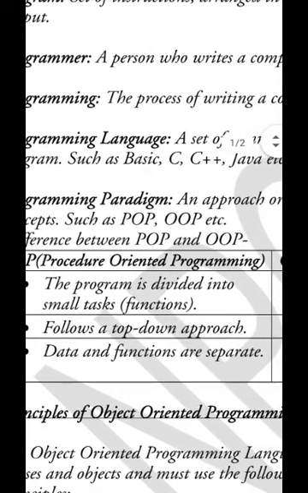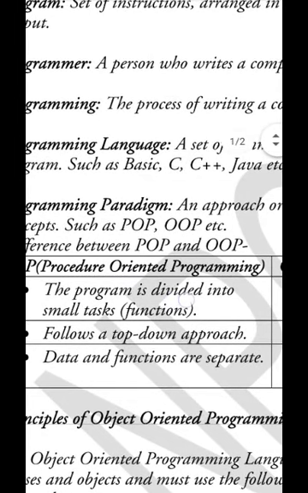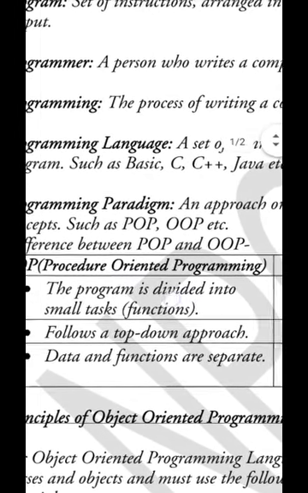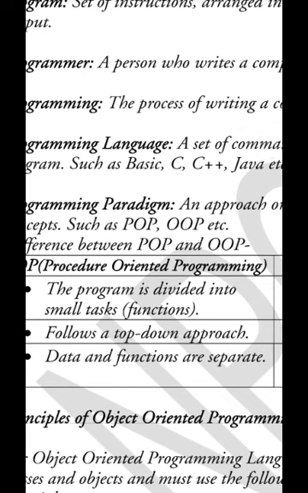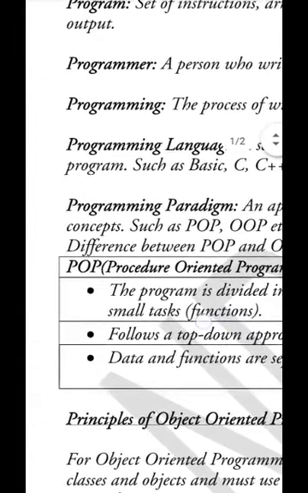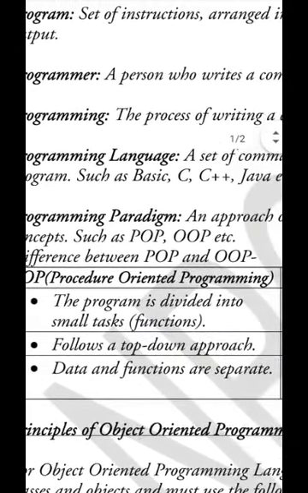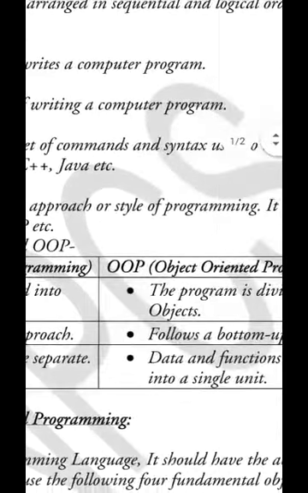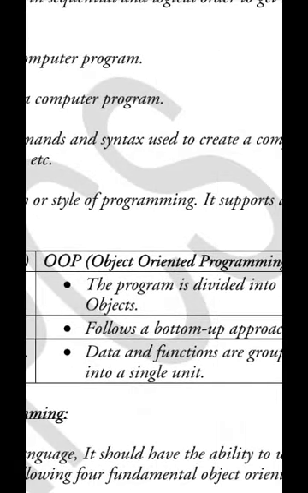Programming paradigm. A concept or way of programming. Some programming languages focus on task or procedure such as Basic, C, etc. Whereas Java and some other programming languages focus on data rather than procedure. So it is known as an object-oriented programming language.